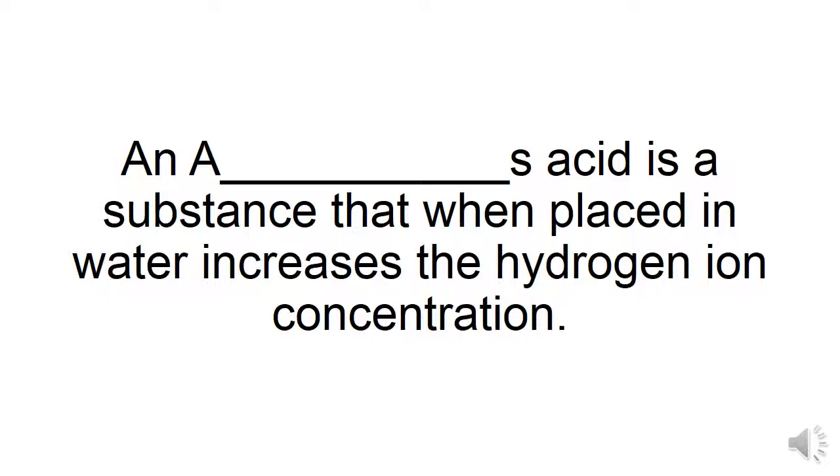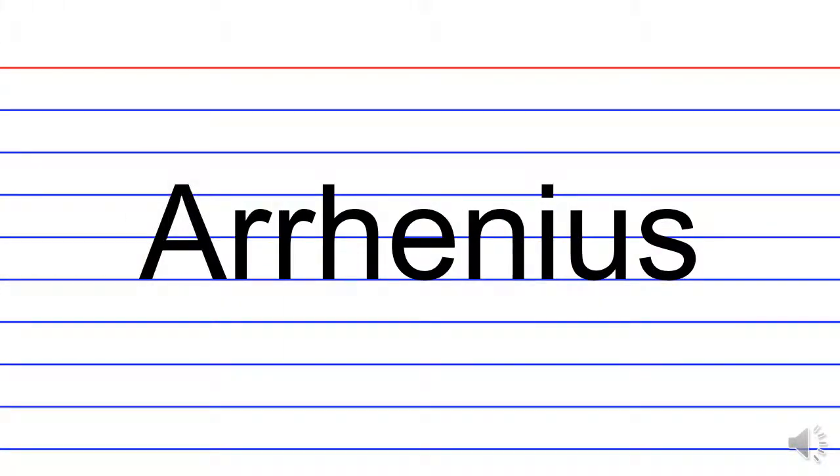An A blank S acid is a substance that when placed in water increases the hydrogen ion concentration. An A blank S acid. That's an Arrhenius acid.